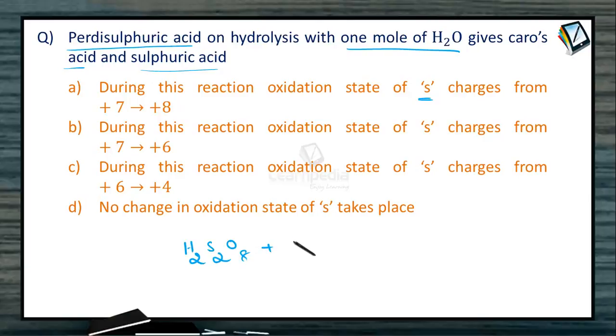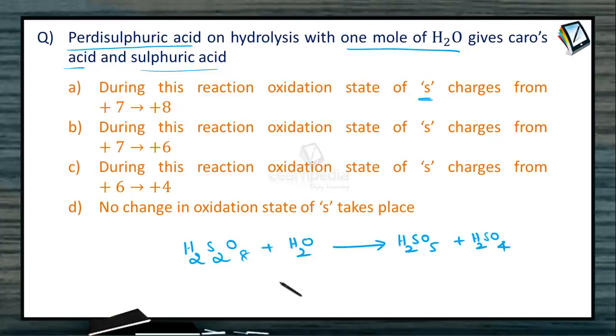H2S2O8, on hydrolysis, that is adding water, gives what? The products are also mentioned, Caro's acid. What is this Caro's acid? That is one point which we need to know. So Caro's acid is peroxymonosulfuric acid H2SO5, and sulfuric acid H2SO4.